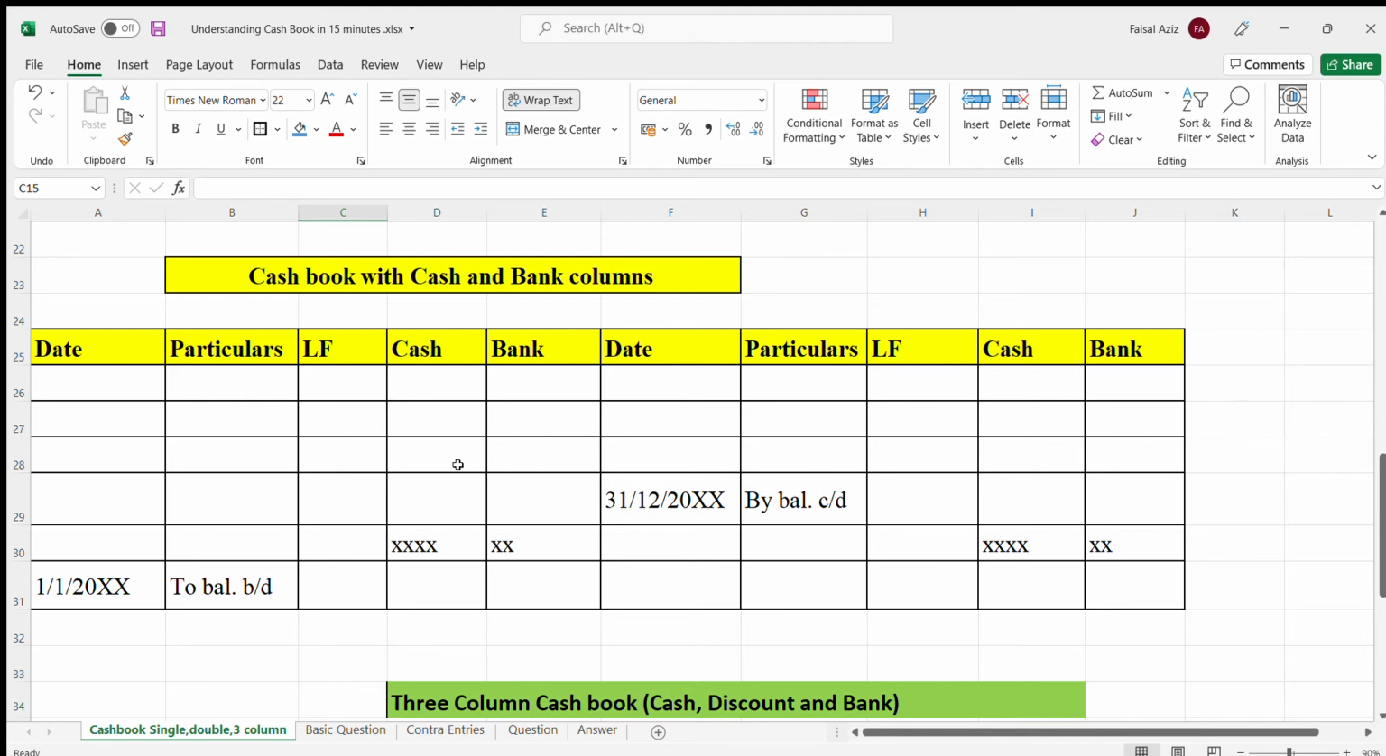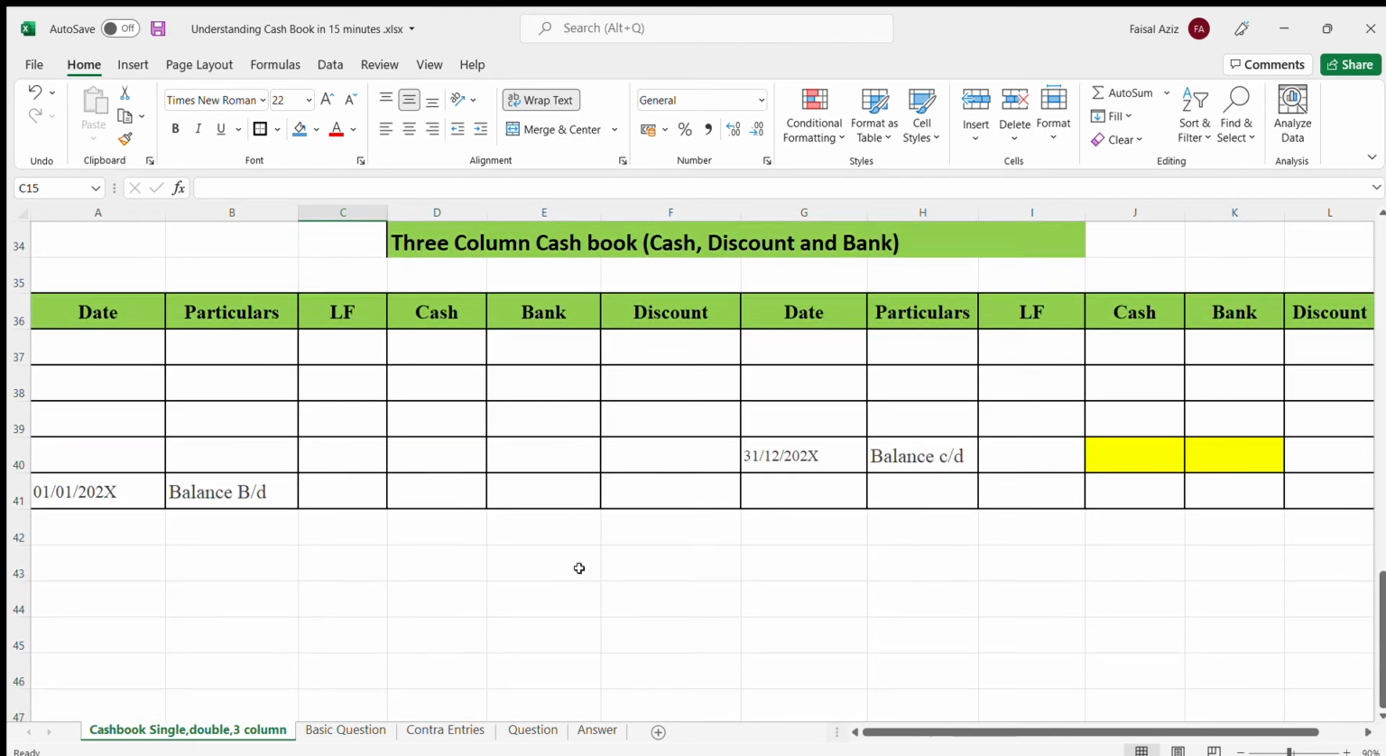One column is for the transactions related to cash, and the other column is for the transactions related to the bank account of the business. So under a double column cash book, not only cash transactions but also transactions through the bank done by the business are recorded. The transactions which are done on credit are not recorded while preparing the double column cash book.